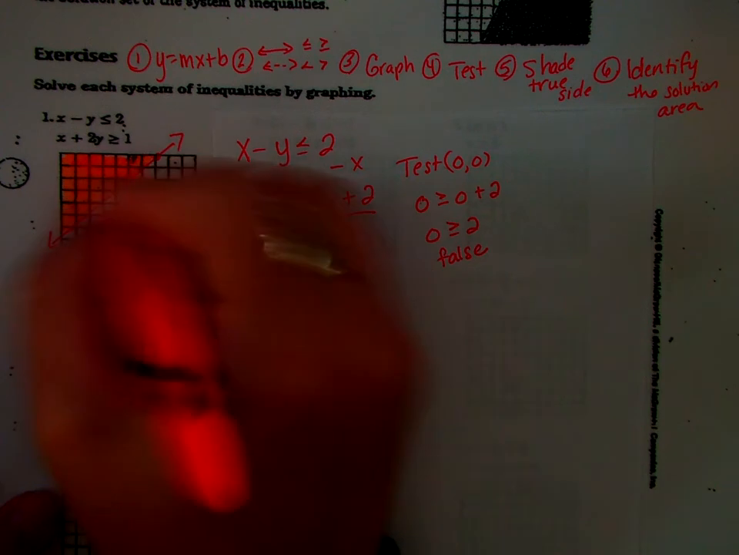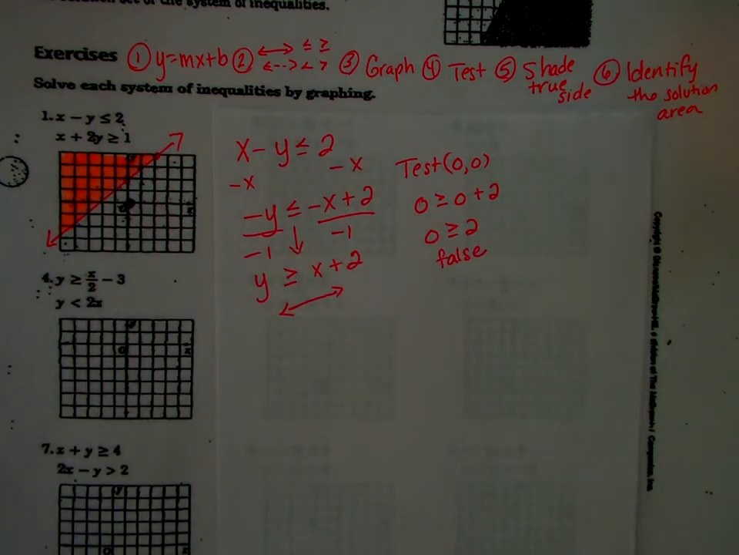So this is why it doesn't matter what point you test. You are just looking, is it true or false? Because I need to color my true side. All right, the first one is done.